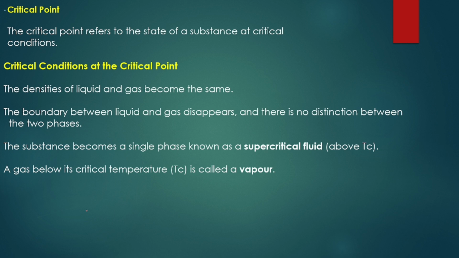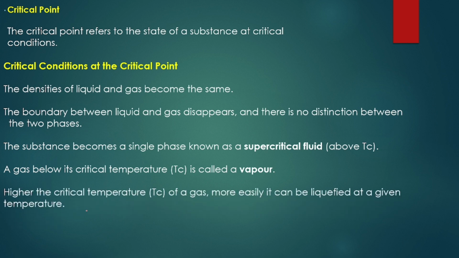A gas below its critical temperature is called a vapor, and the higher the critical temperature of a gas, the more easily it can be liquefied. Here you see the comparison. We have written the formula: Tc is directly proportional to a.